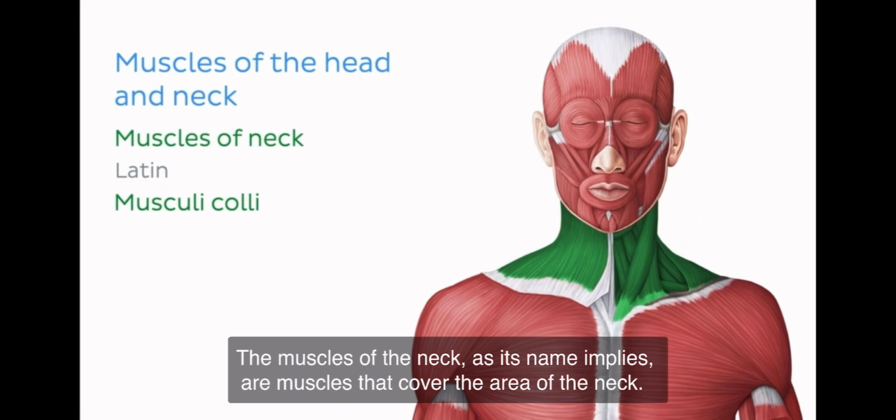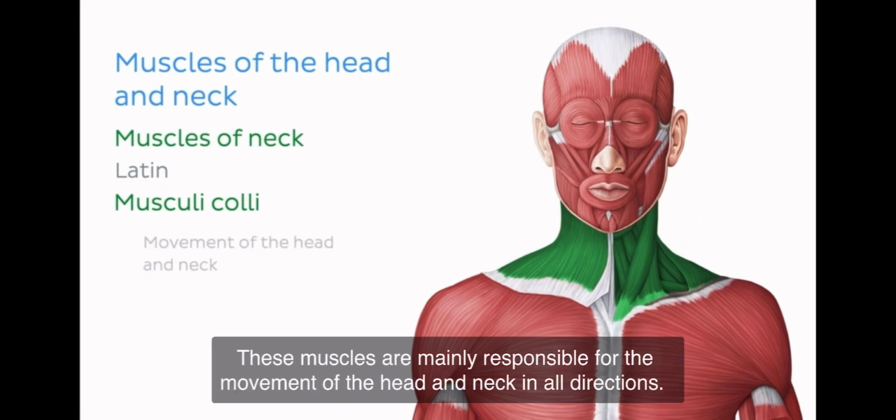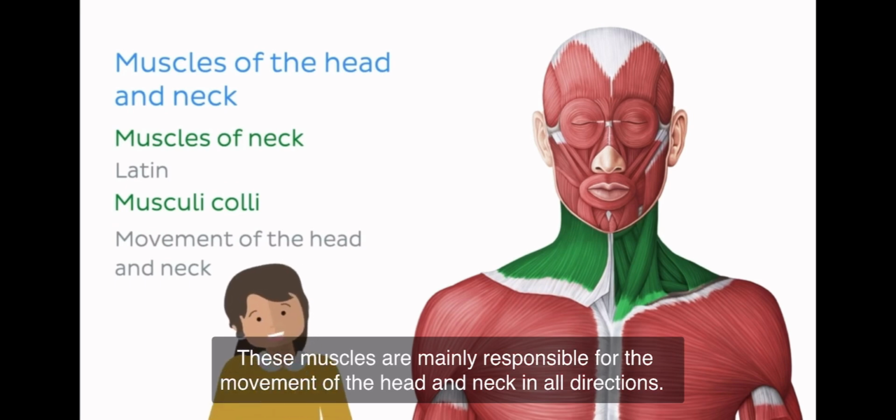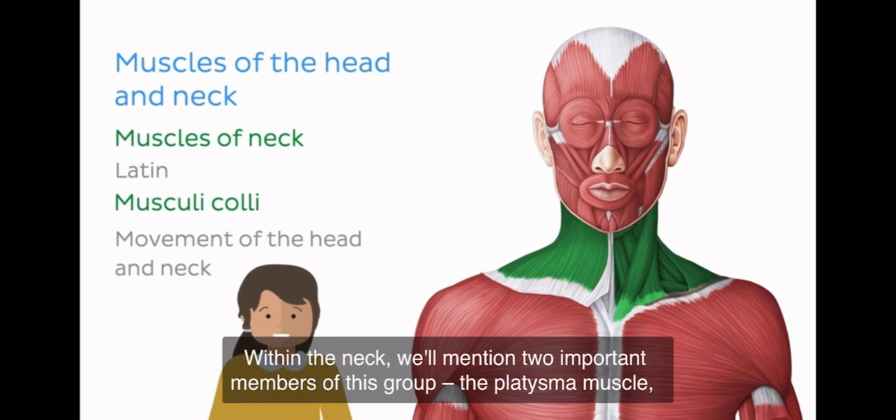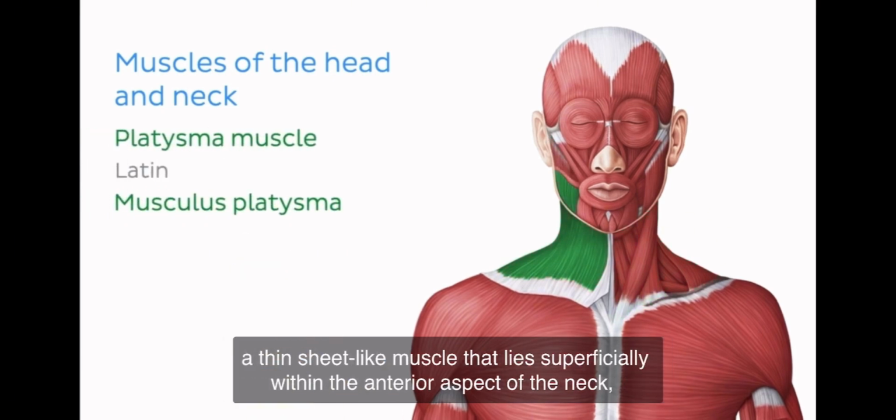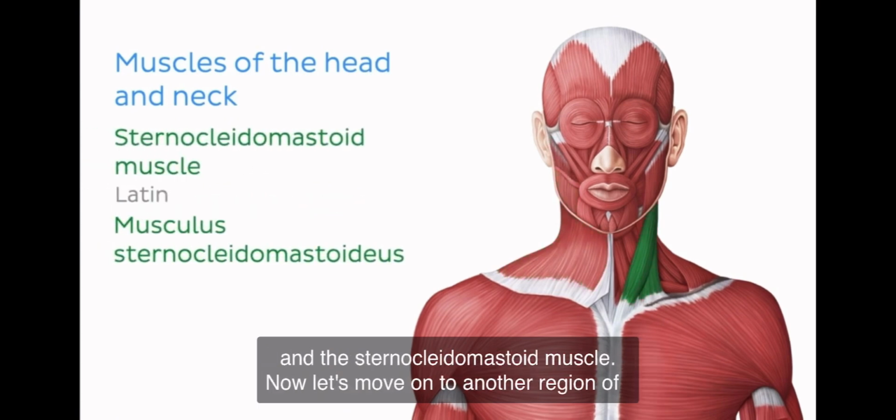The muscles of the neck, as its name implies, are muscles that cover the area of the neck. These muscles are mainly responsible for the movement of the head and neck in all directions. Within the neck, we'll mention two important members of this group: the platysma muscle, a thin sheet-like muscle that lies superficially within the anterior aspect of the neck, and the sternocleidomastoid muscle.